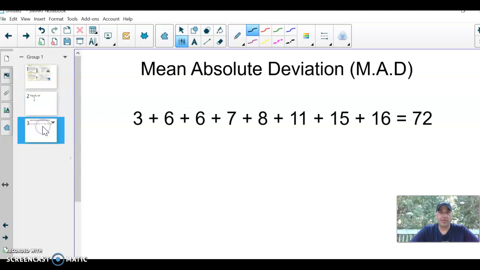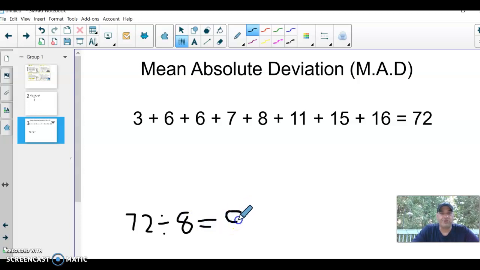Last thing we'll cover really quick is the mean absolute deviation, the MAD. You worked on this last week. So if I have this set of numbers, 3 plus 6 plus 6 plus 7 plus 8 plus 11 plus 15 plus 16, I add it up, I get 72. Now how do I find the mean? What do I do with 72? If you said divide 72 by 8, because there are 8 numbers, you are correct. 1, 2, 3, 4, 5, 6, 7, 8. Divide by 8. So therefore, the mean is 9.